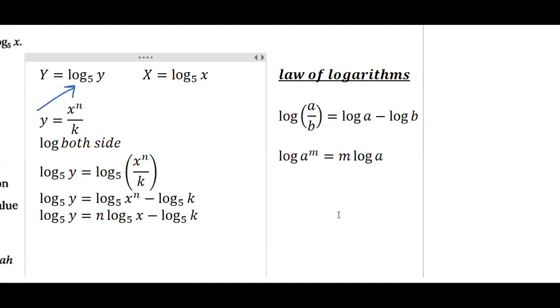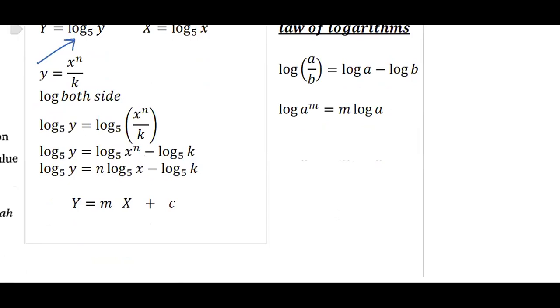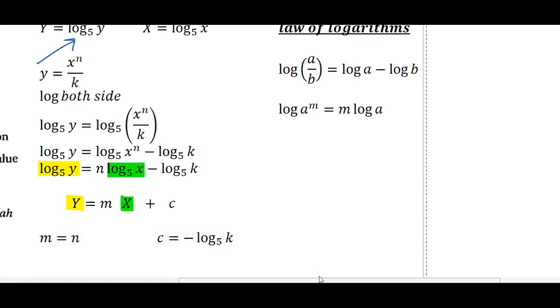Okay, so sekarang cikgu nak kamu imagine. Y sama dengan MX tambah C. Okay, so my Y I already know, right? Pasti Y saya sudah tahu. Pasti X pun saya sudah tahu. Here, log 5X. So what is my M? M is N. What is my C? Positive log 5K ke negative log 5K? Negative log 5K.